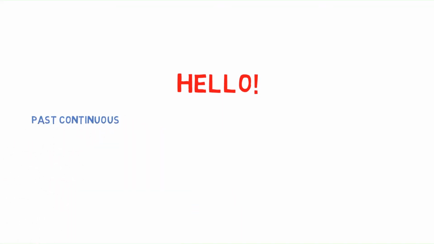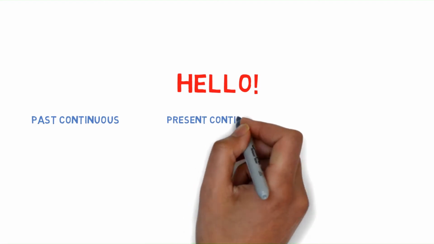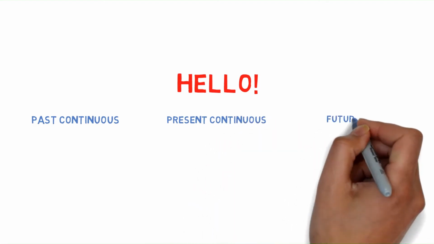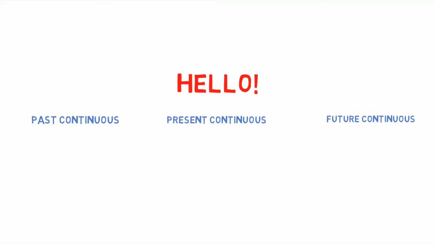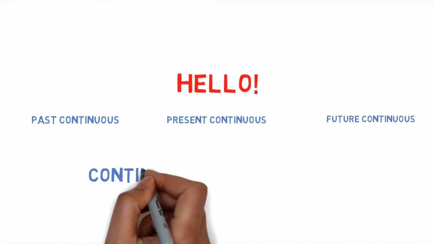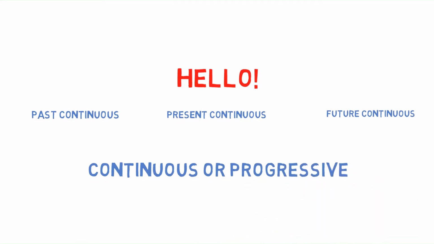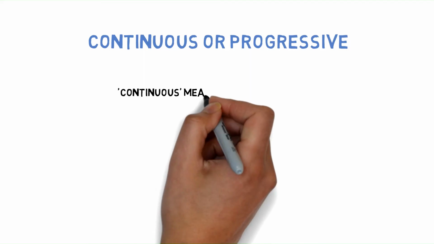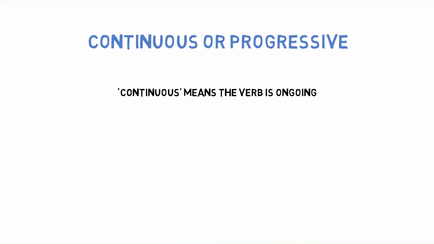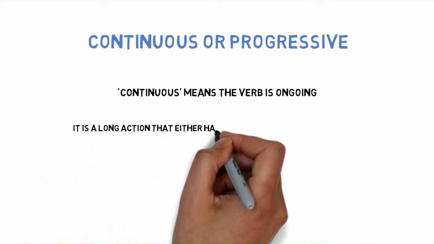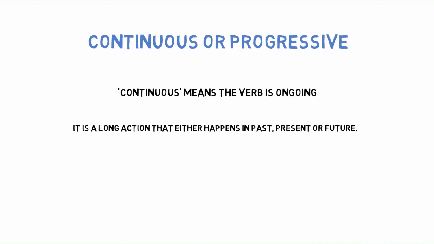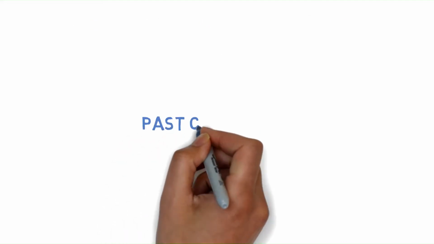Today we will learn about the past continuous, the present continuous, and of course, future continuous. فهاد اللسن also غادي نتعرفوا على اشنا هي continuous ولا الكلمة الاخرى ديالها اللي هي progressive. So what is continuous? Continuous means the verb is ongoing. Le verbe يكون مستمر. It is a long action that either happens in the past, present or future. واحد action اللي تيدوز في واحد المدة سواء كانت في الماضي ولا الحاضر ولا المستقبل.